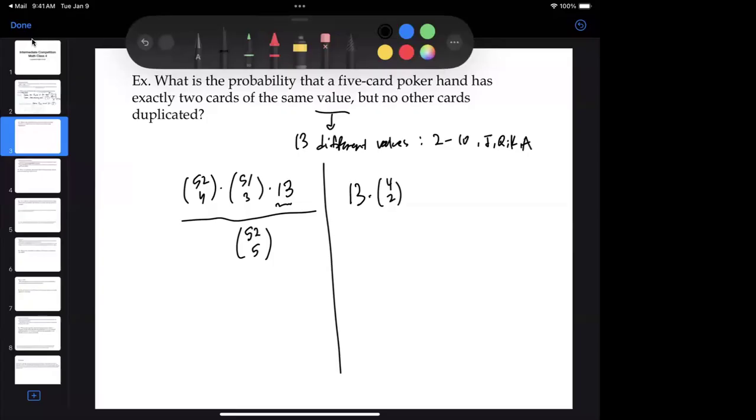Then for the remaining 3 cards, we need them all to be of different values. So we do 12 choose 3, because we have 12 remaining values and we choose 3 of them, and then we multiply by 4 three times because we have 4 different suits in every one of those values. And then the denominator would be the same. I think this turns out to be the same number.